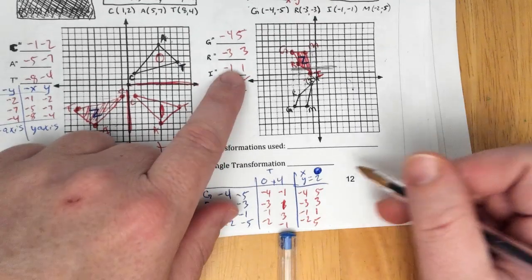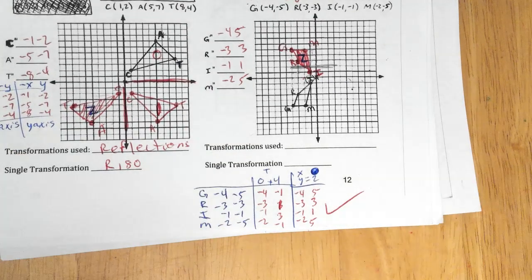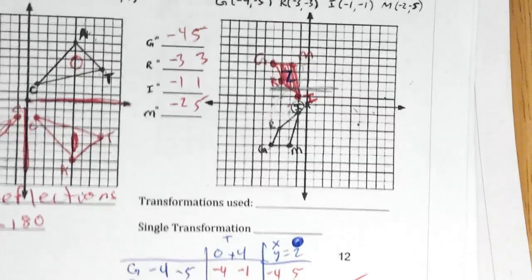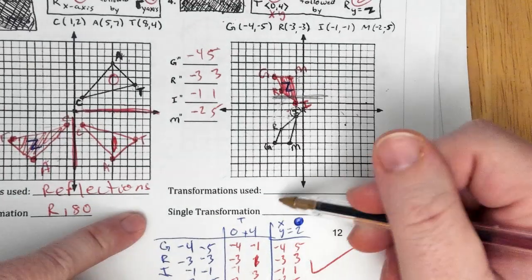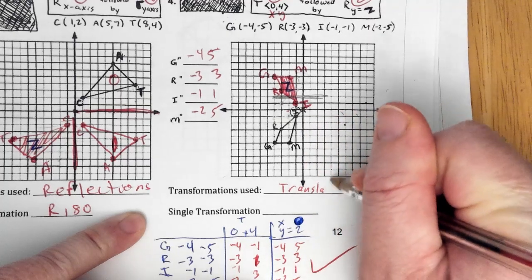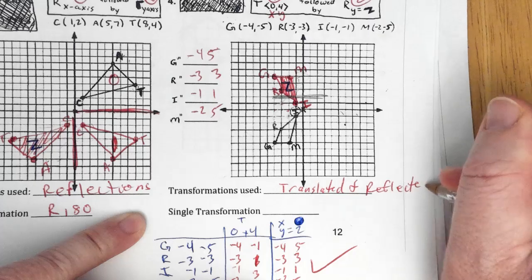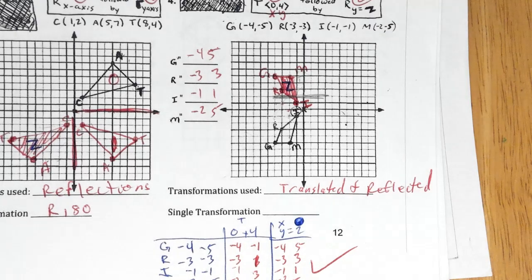And is that what we got? Yes, it is. All these coordinates check out, so I know I did this right. Fabulous. Okay, so now the last thing they said to do, now that I know I have this right, was to ask what the transformations were that we did. We translated and we reflected. Or you say translation and reflection.